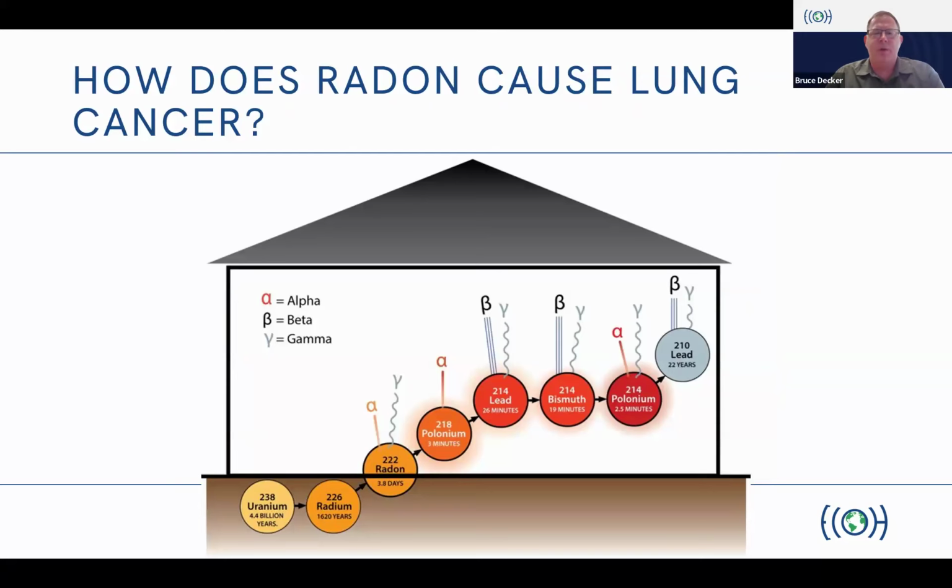So how does radon cause lung cancer? Well, as I discussed earlier, there's uranium in the soil. It works along a decay chain to radium, and then it becomes a gas where it moves into the building. Radon itself emits alpha particles, but it also then turns back into a solid, polonium, bismuth, and lead as the decay process goes along.